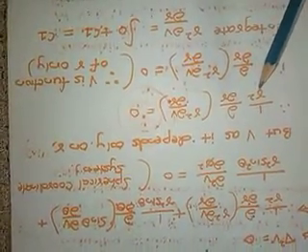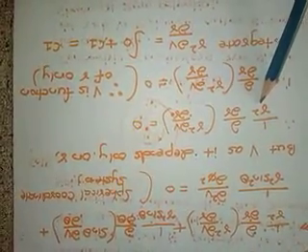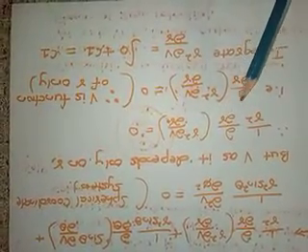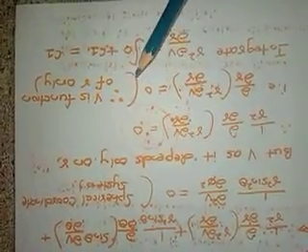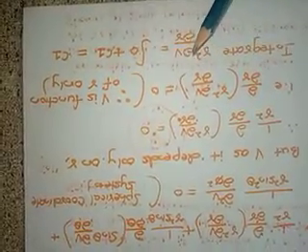As it is a function of R only, R cannot be 0. R has some value, right? So if R cannot be 0, then what can be 0 here? Dou by dou R of R square dou V by dou R should be equal to 0. Now we will integrate this: integrate R square dou V by dou R.